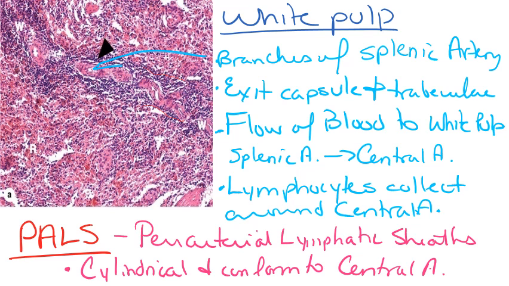And so our branches of a splenic artery, they exit the capsule and the trabeculae. The flow of blood to the white pulp, all right, we have our splenic artery going to our central artery. So lymphocytes collect around the central artery, and this is where we start to see our PALS. So we have PALS in the spleen, and PALS is the periarterial lymphatic sheath, and it's cylindrical and conforms to the central artery, which is very important for immune function, which we'll see in just a moment.